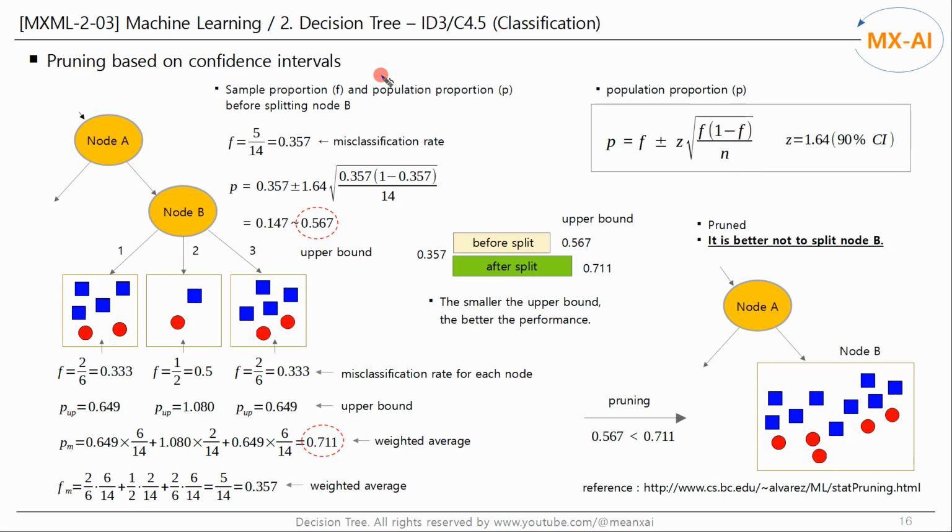Next, let's look at tree pruning based on confidence intervals to prevent overfitting. As the depth of the tree increases, overfitting may occur, so pruning the tree is necessary. Let's look at the example below. In this example, node B is split into 3 child nodes as follows. Let's use pruning to determine whether it's better to split this node like this or not.